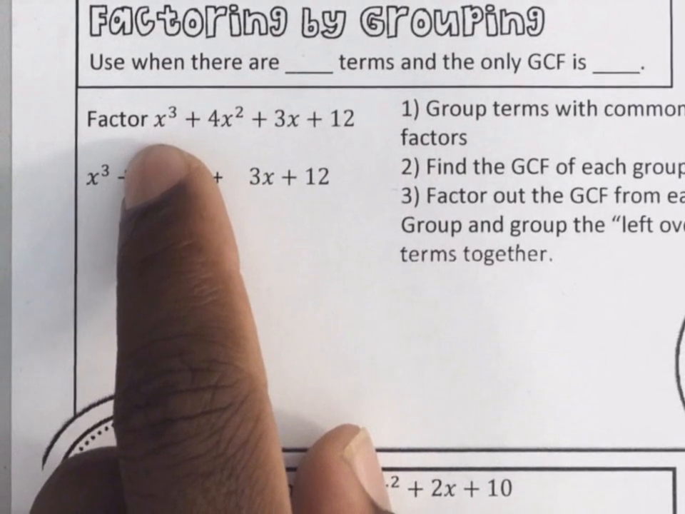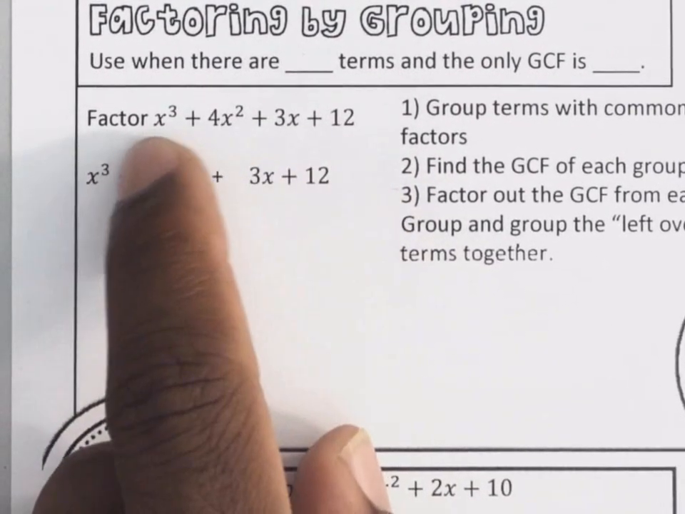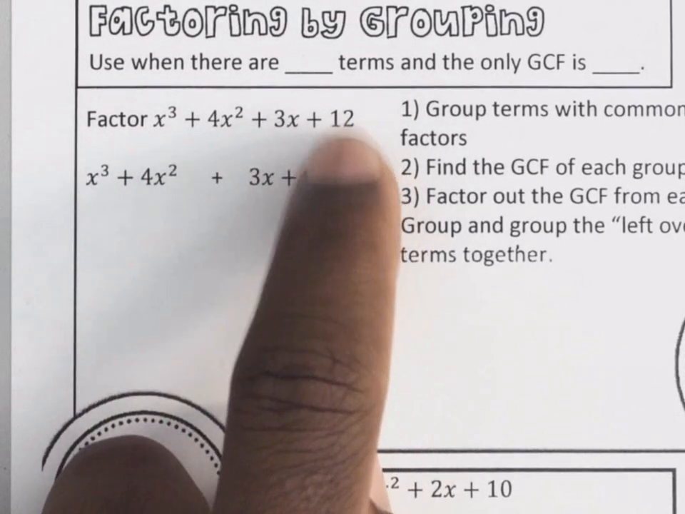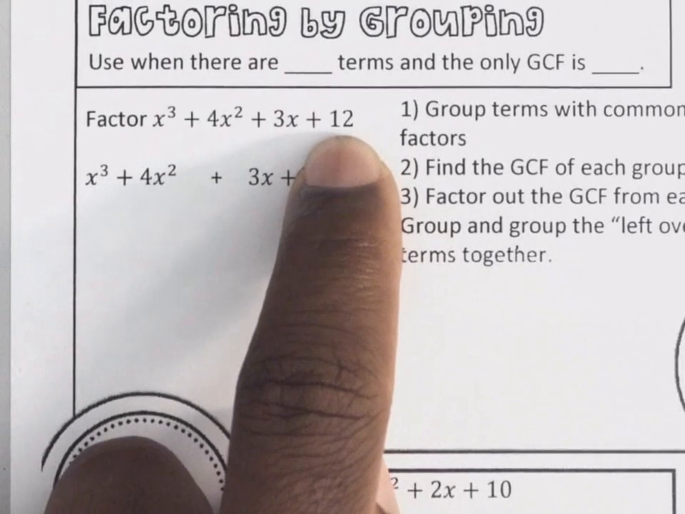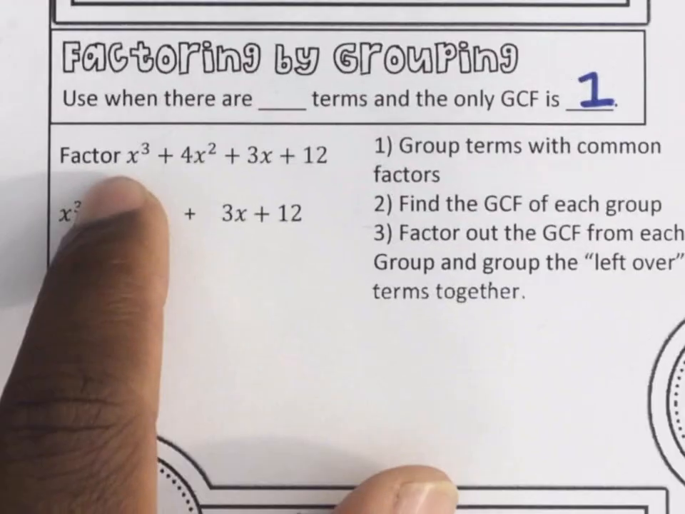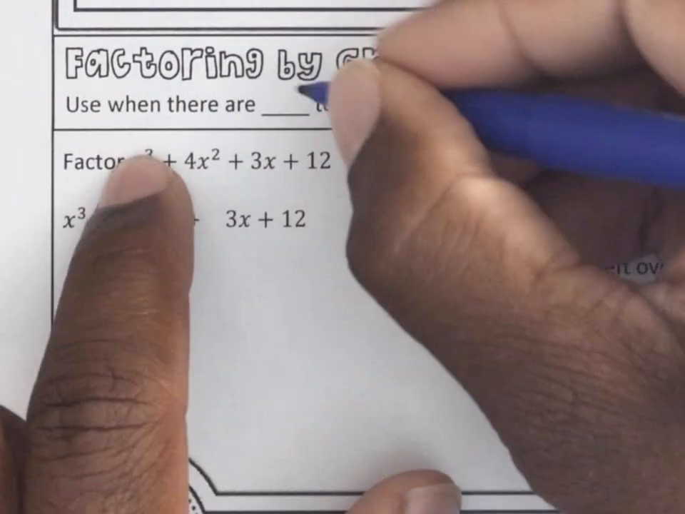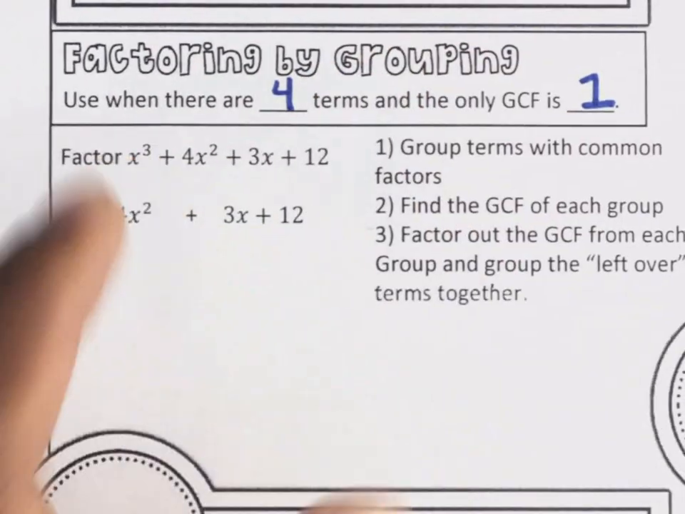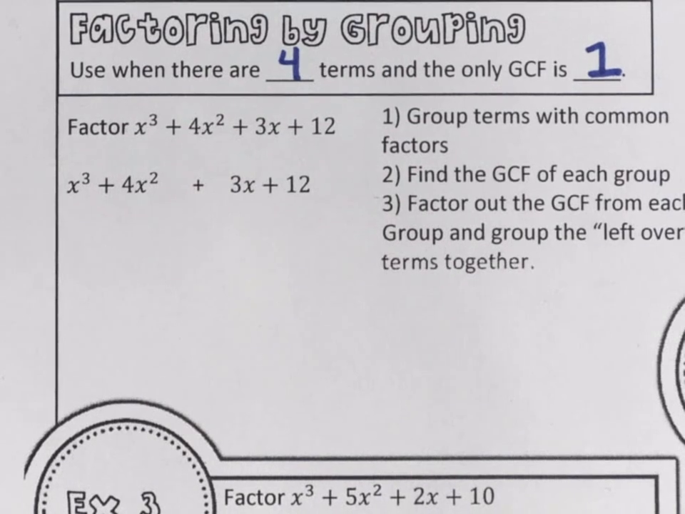Everybody on board with that? Does each one have a certain number of x's they could give me? Does this 12 have an x that you can factor out? It does not. So the GCF, the greatest common factor here, is 1. How many terms are there? 4. When this happens, you're going to try to factor by grouping.